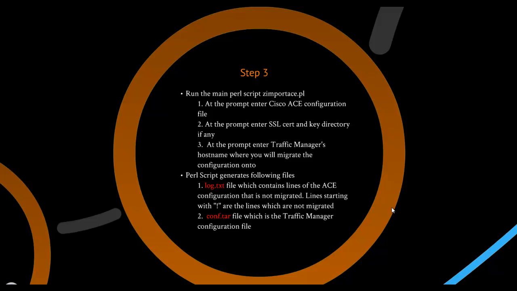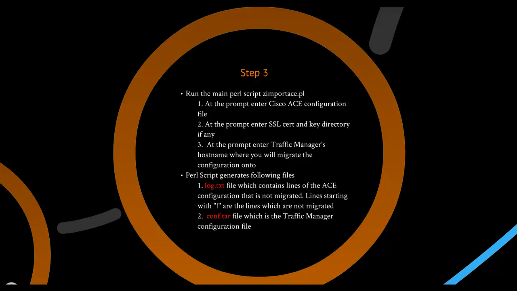So in step 3, we'll run the main Perl script called zImportAce.pl. At the first prompt, enter the Cisco ACE configuration file. At the second prompt, enter the SSL cert and key directory, if any, or else just press the enter key. And at the third prompt, enter the traffic manager's hostname, where you will migrate the configuration onto.